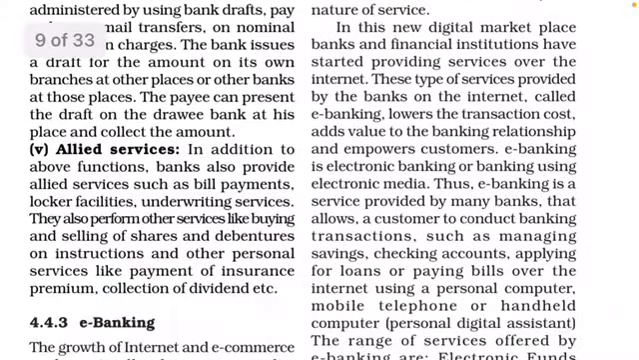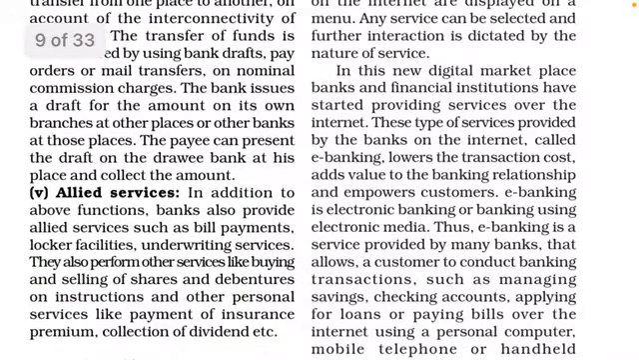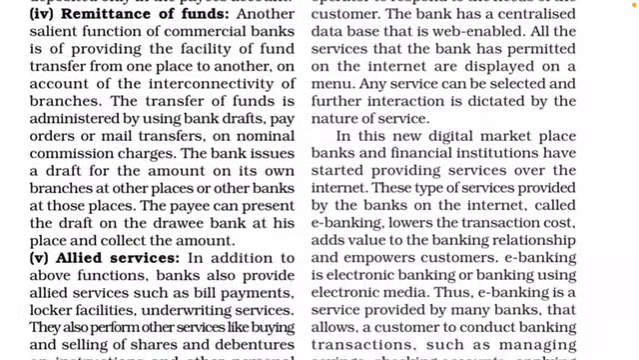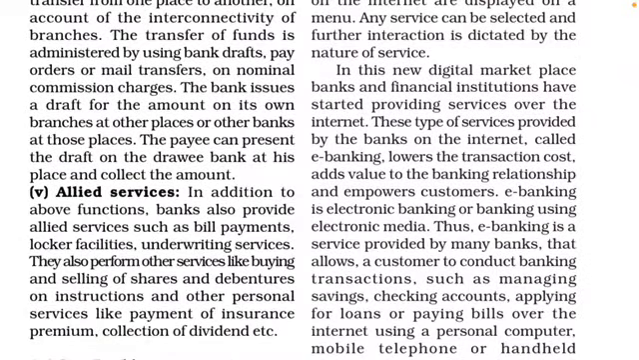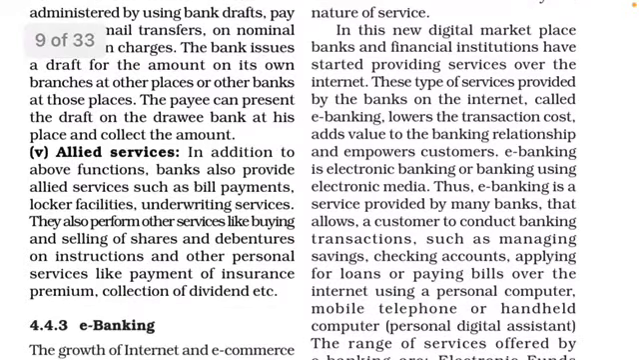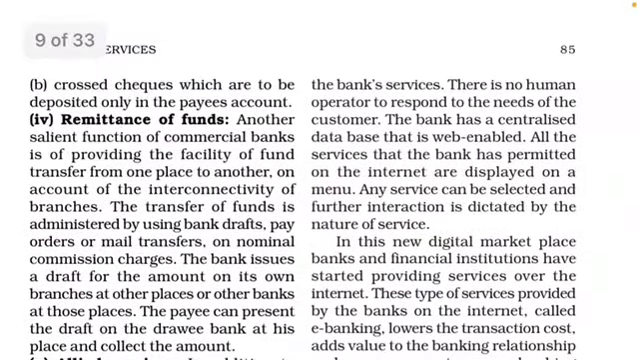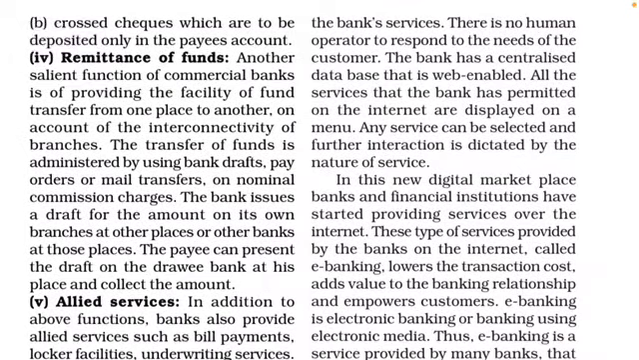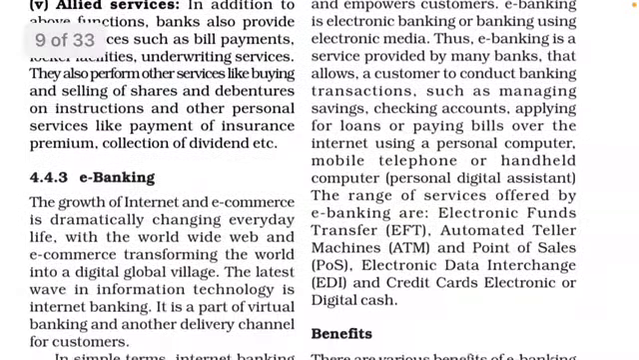Next one is allied services. Allied services are other types of services like locker facilities, underwriting services, and selling of shares and debentures. These are some other kinds of services which are provided by the commercial banks. And you can say the payment of insurance premiums, collection of dividends. See, so these are bill payments, you can say. So these are some allied services which are provided by the commercial banks. So we can conclude that commercial banks really play a very important role in the economy and in business activities. Next topic is e-banking.